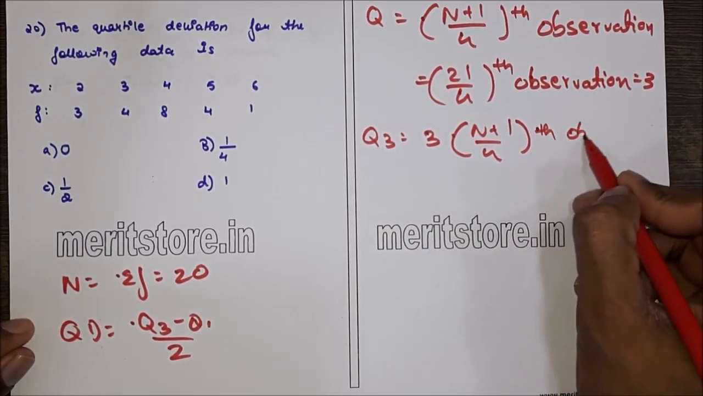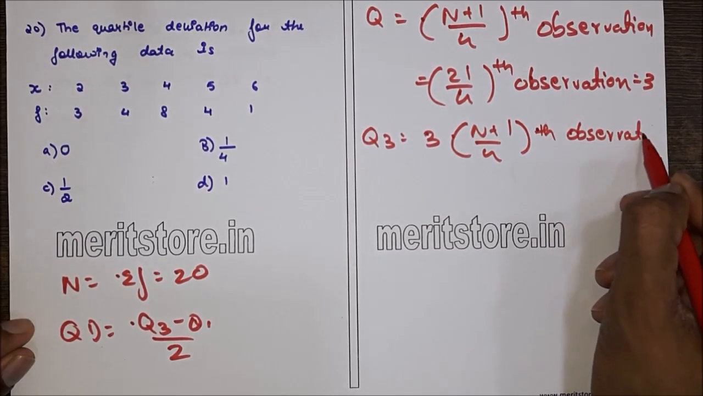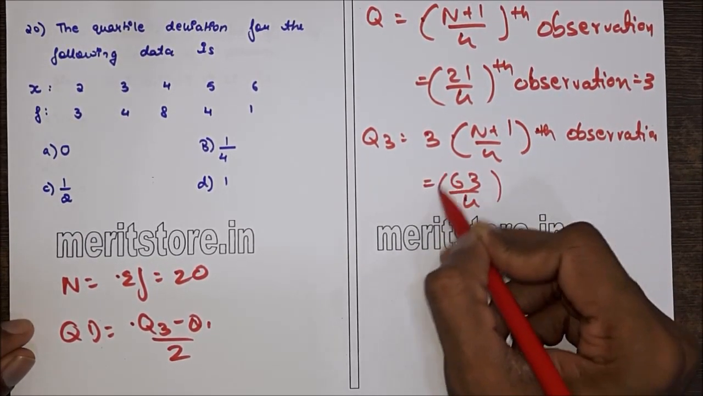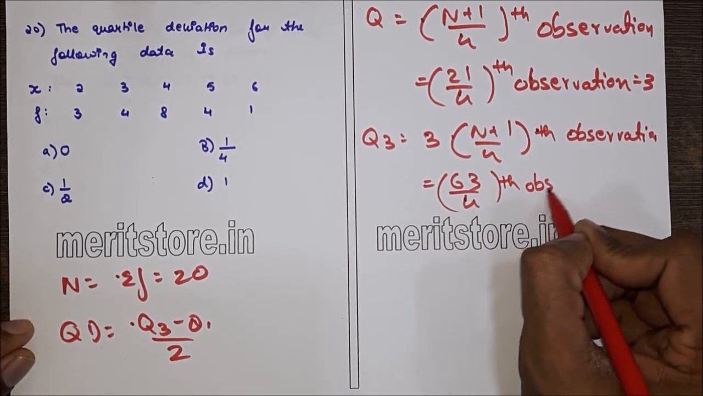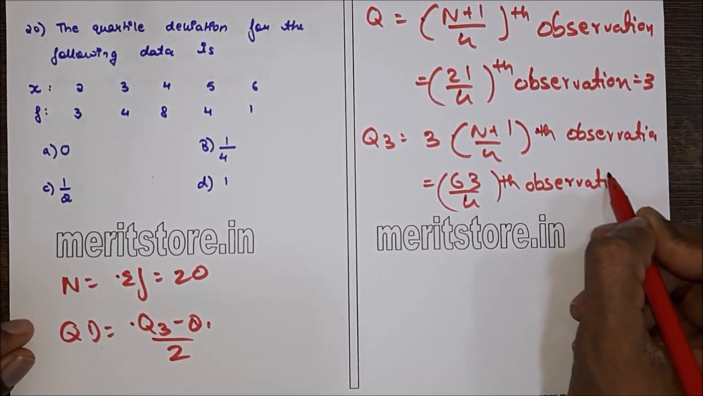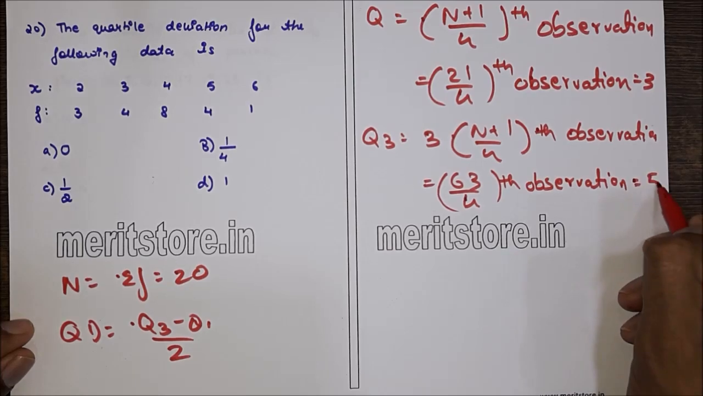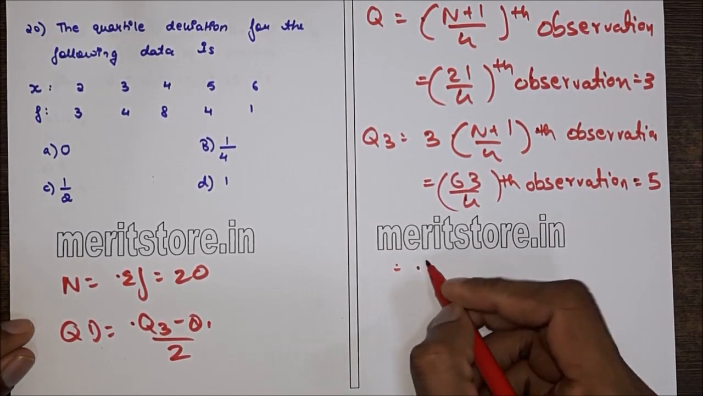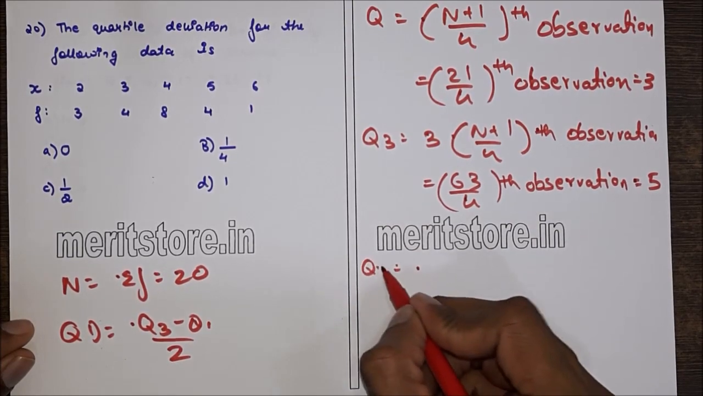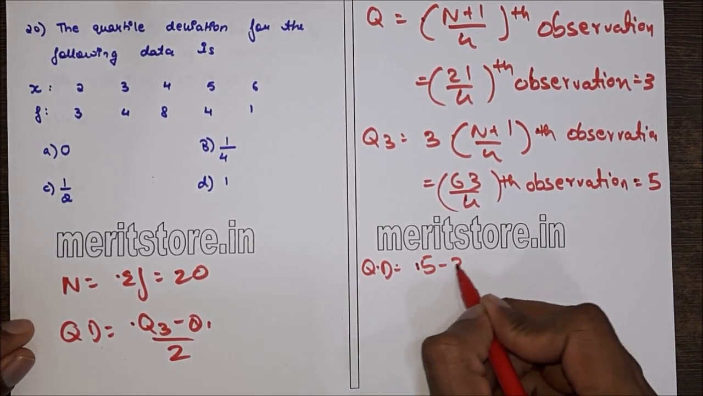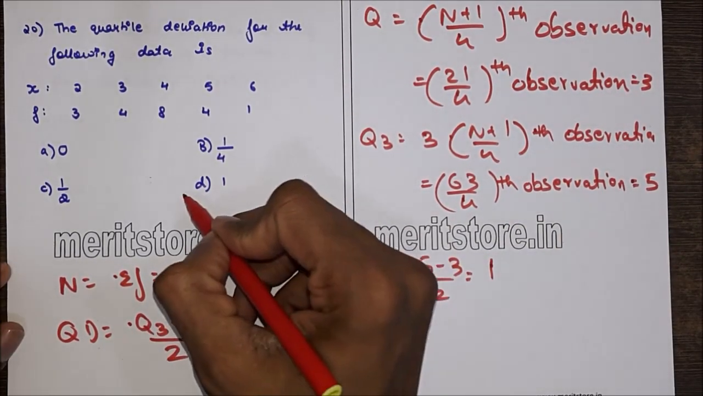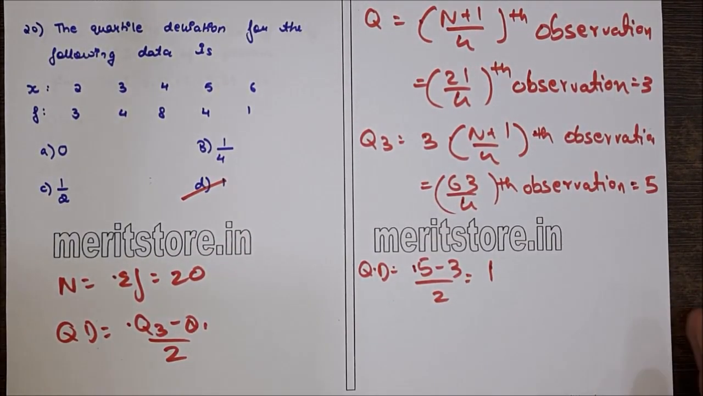So for Q3, we have the 3 into (n plus 1) by 4th observation, which is equal to the 63 by 4th observation, which we get as equal to 5. So we substitute both the values, we get (5 minus 3) by 2, which is equal to 1, which matches with option D. Therefore, option D is the correct answer.